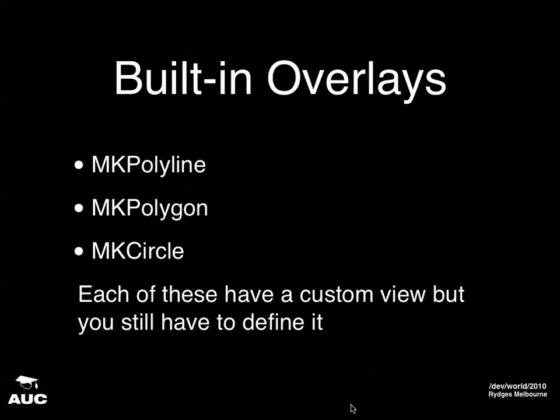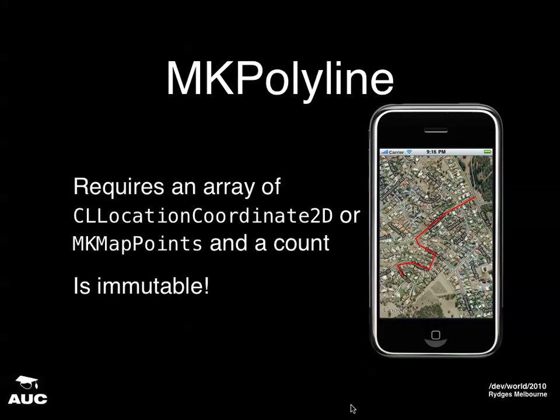So once again, another brilliant segue there. The built-in overlays are polyline, polygon, and circle. Each of these has a custom view associated with it. But like I said, you still have to define it. You can't just assume that because it is a circle, it's going to use the circle view for you. So first up is MK polyline.